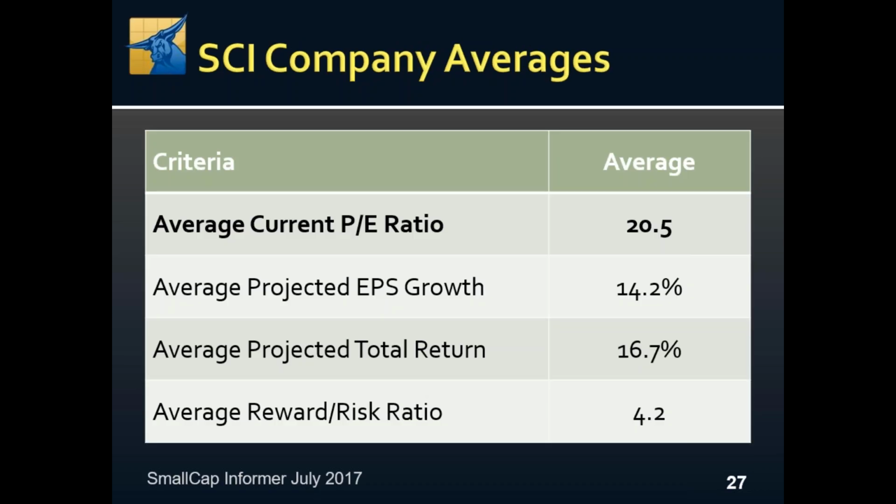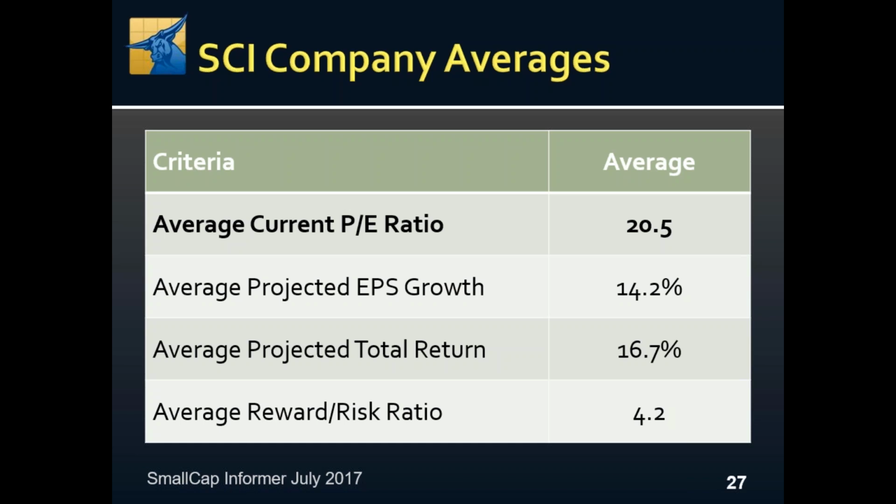I took a look at our small cap informer picks, and the average current PE ratio, so that's the current price divided by the trailing 12-month earnings of the 45 or so companies we track, is 20.5. So that's well below the 25 PE ratio of the overall market, except the overall small cap market without the losers in it. Our average projected earnings per share growth rate is 14.2, average projected total return 16.7%, and our upside downside or reward to risk ratio is 4.2 on average.